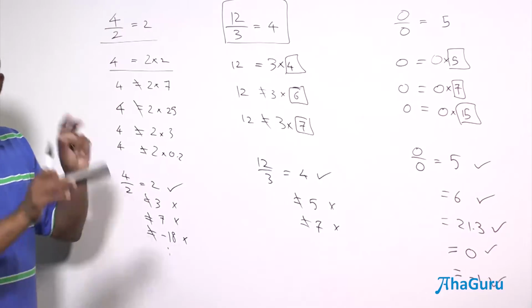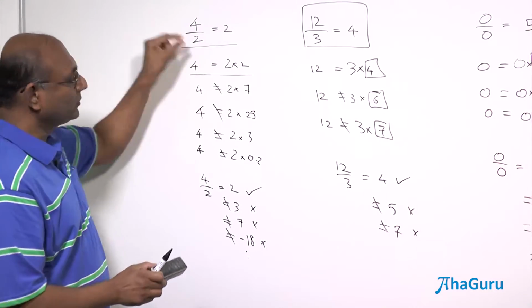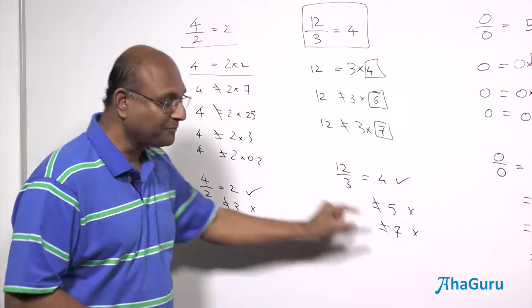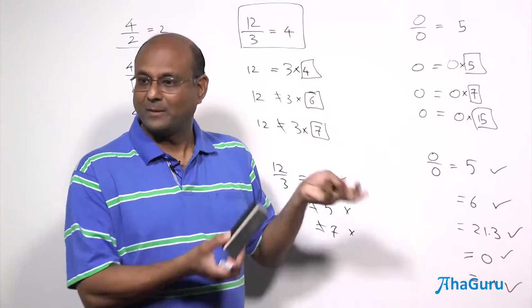No. It is not a maybe. It is a no. It's very clearly no. 4 by 2 is 2? Yes. 12 by 3 is 4? Yes. 12 by 3 is 5? No. This is maybe, because there are too many possibilities.